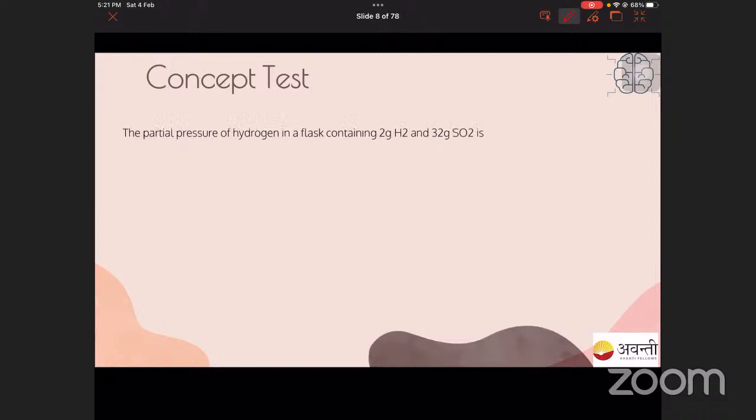Now, one more concept test: the partial pressure of hydrogen in a flask containing 2 grams of hydrogen and 32 grams of SO2 is. He is asking for the partial pressure of hydrogen. What is given? Whenever a question is given, first write down what is given. Try to note in your notes what is given. I'll give you a minute and then I'll be solving the question.